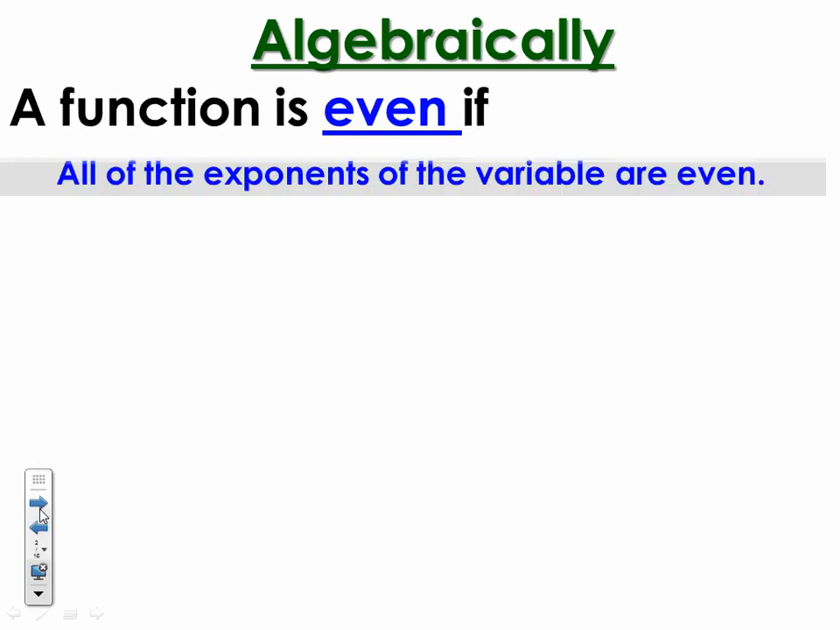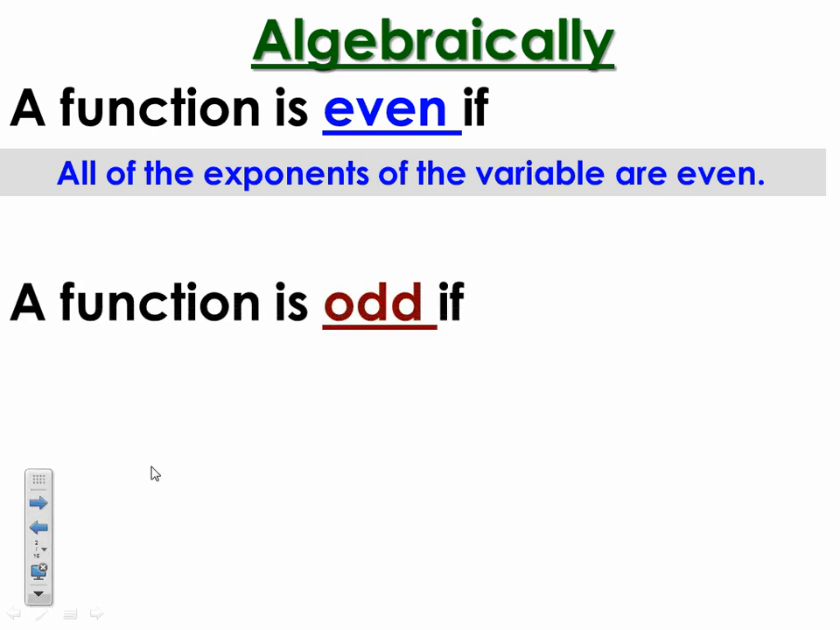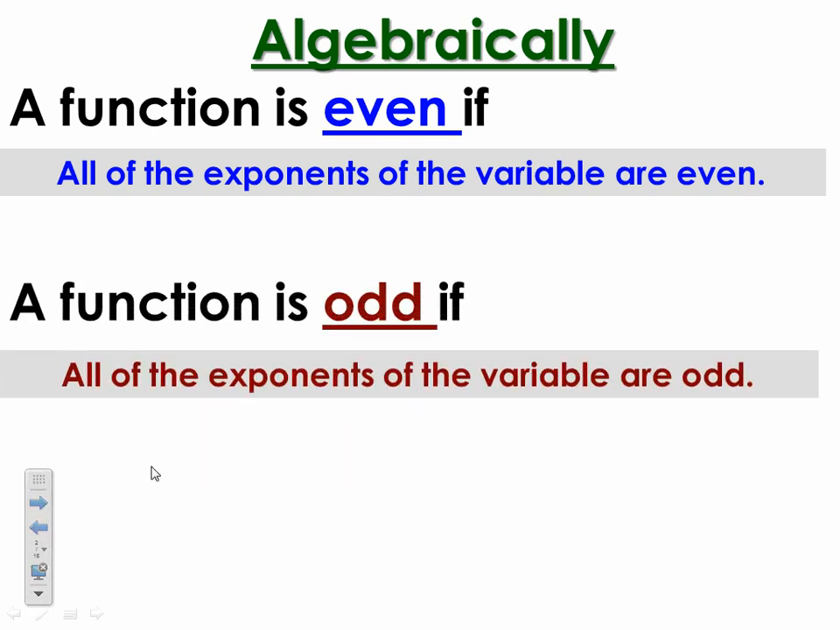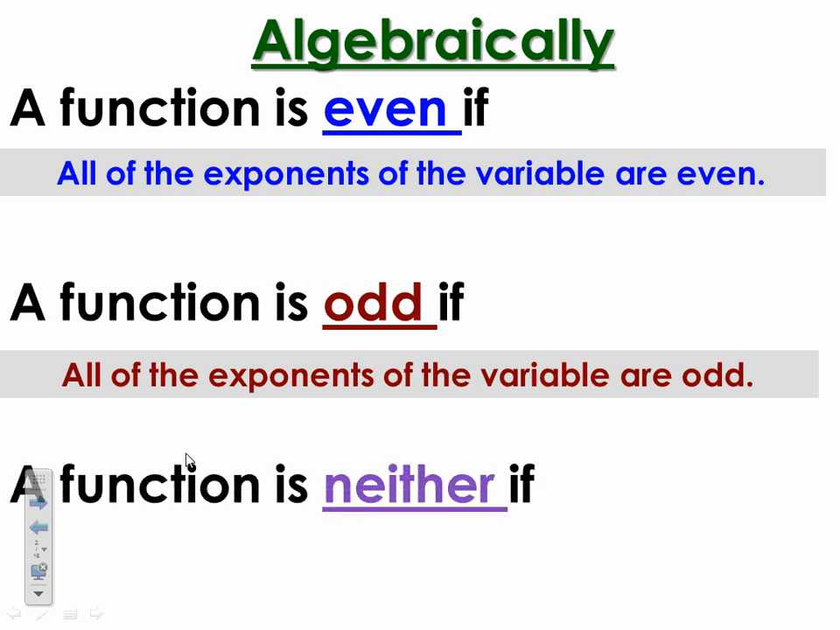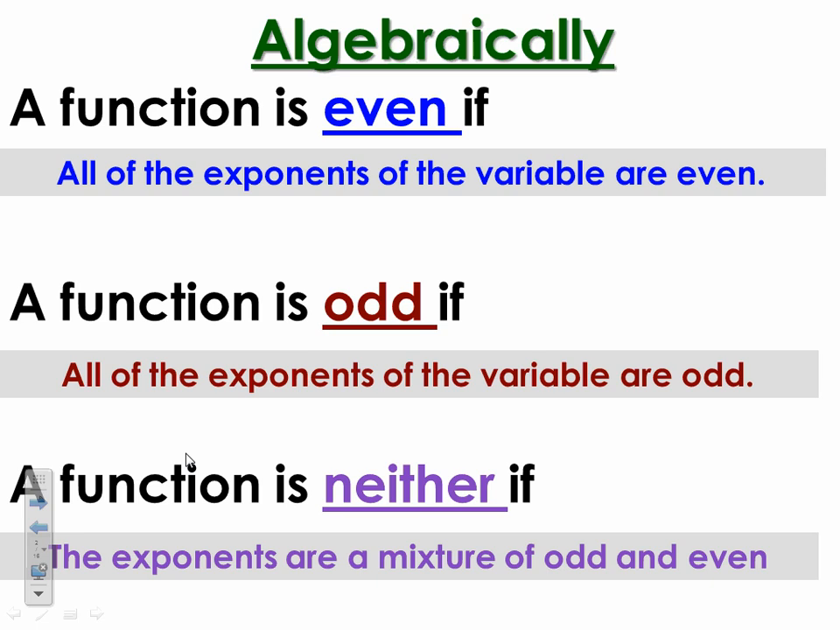If we're just going to be looking at the equation, we can tell whether it is even, odd, or neither by saying a function is even if all of the exponents of the variable are even. A function is odd if all of the exponents of the variable are odd. And a function is neither if the exponents are a mixture of odd and even.